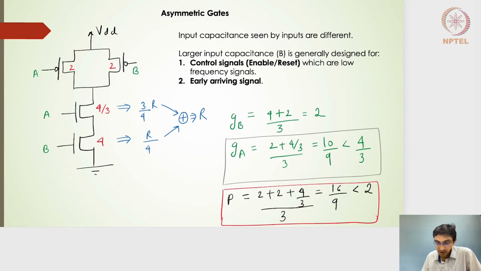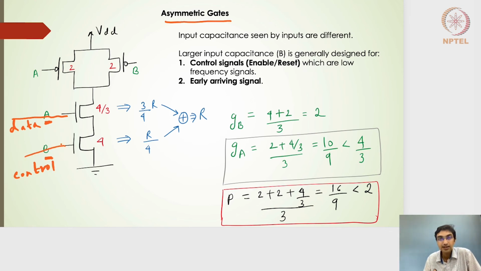Moving on. Now, why do we do this? Having asymmetric gates, right? So the input capacitances seen by the inputs are different. So on one side, we have a larger input capacitance for this particular transistor, and then a smaller capacitance for this particular transistor, right? Generally, it is used if we have A and B, where one is a data signal and the other is a control signal. So let's say that B is a control signal.